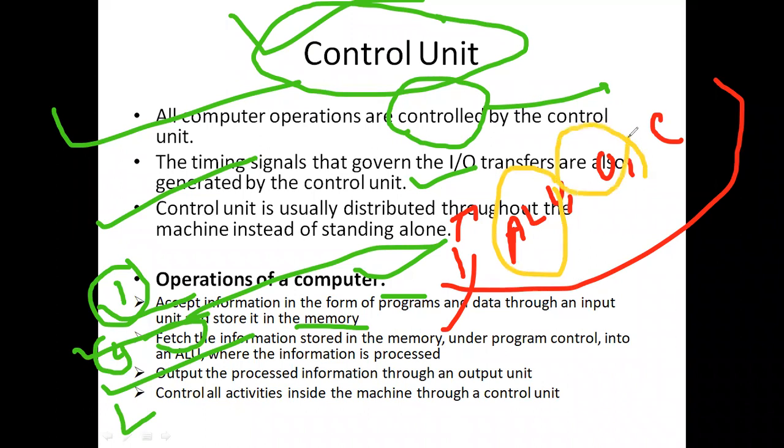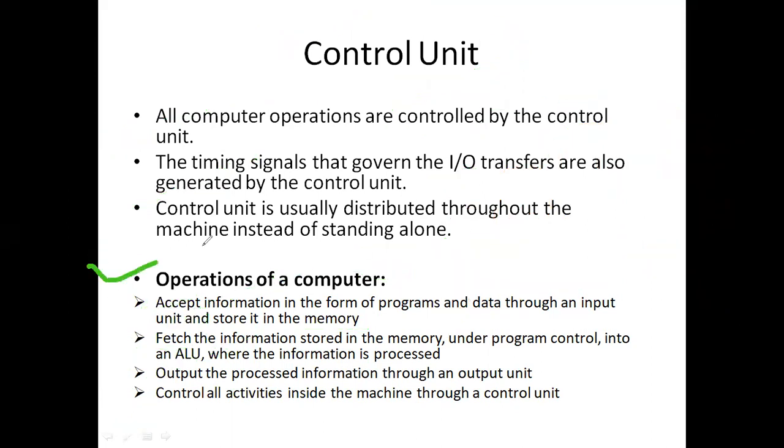Then why did we use the output unit? Sir, to display the output. And C, that is the control unit, why did we use it? Sir, to control all the operations of the computer. Very good. Okay, so that's the way any operation inside a computer is performed.